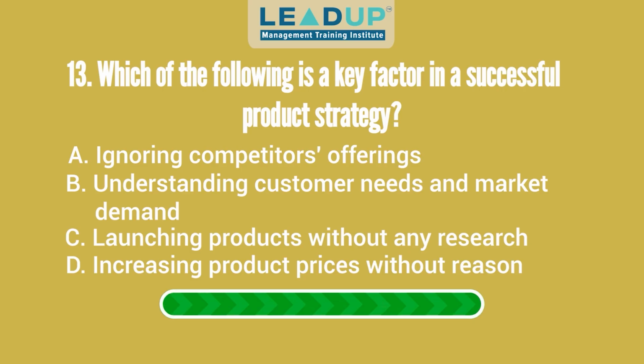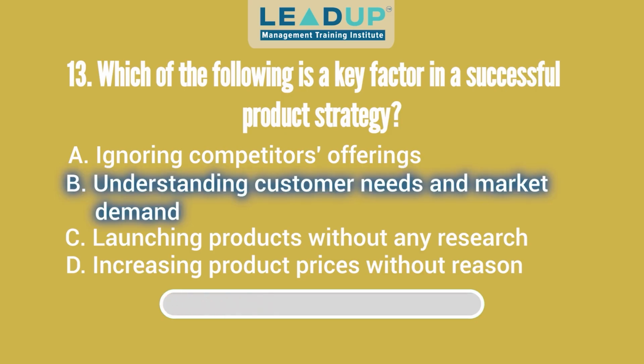Question 13. Which of the following is a key factor in a successful product strategy? A. Ignoring competitors' offerings. B. Understanding customer needs and market demand. C. Launching products without any research. And D. Increasing product prices without reason. Answer: understanding customer needs and market demand.